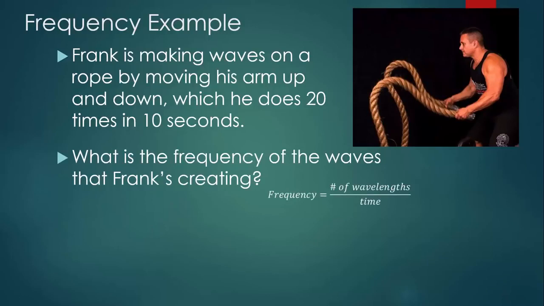So frequency is the number of wavelengths that are created divided by time, and we can see from the description that he's creating 20 wavelengths, that's 20 oscillations, every 10 seconds. So we have 20 divided by 10 seconds. Notice the 20 doesn't have any units. We don't measure that, we just counted to 20. 20 divided by 10 seconds gives us a frequency of 2 oscillations per second, is a way we could describe that. And if we want to put our new unit on there, which we do, we can call that 2 hertz.